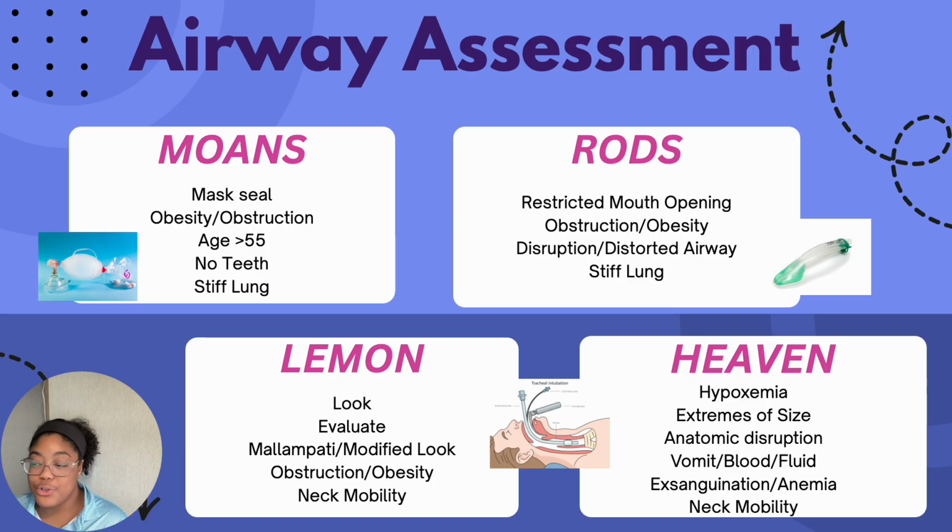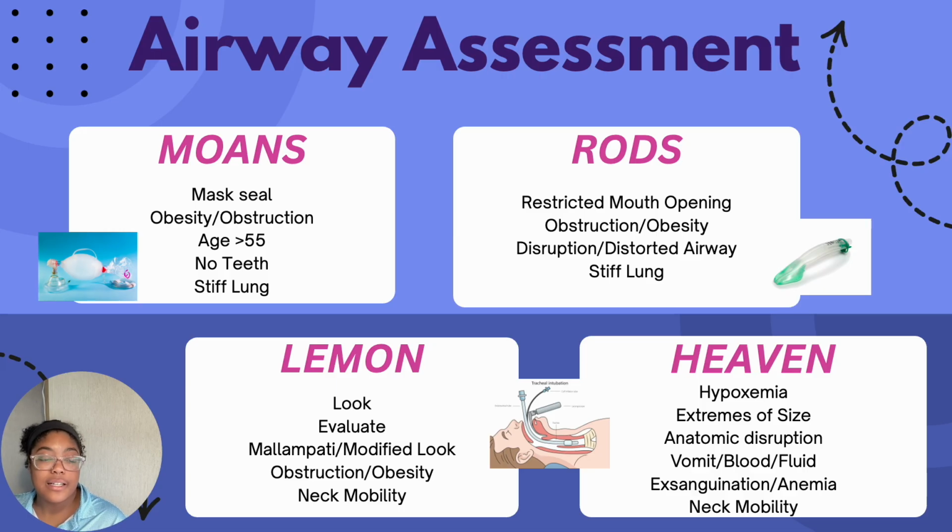Mallampati score is going to look at the internal airway of the patient, the back of the mouth. So looking at, can you see the uvula? How much of the tongue can you see? Can you see the tonsils on the side? Based off of what you can see when you look inside the patient's mouth, the patient is going to be given a grade from a class 1 to a class 4. The higher the class, the more difficult the intubation is going to be perceived to be.